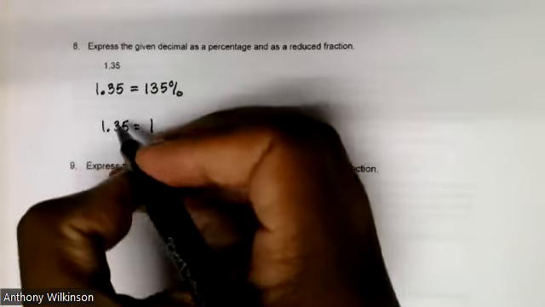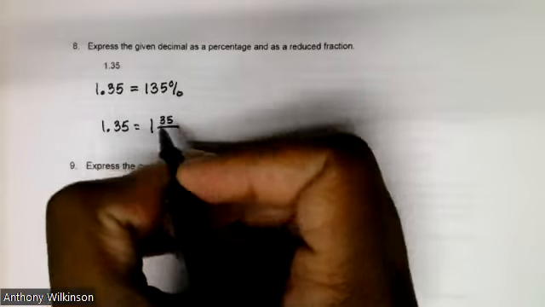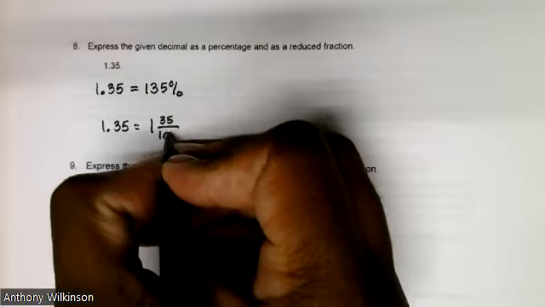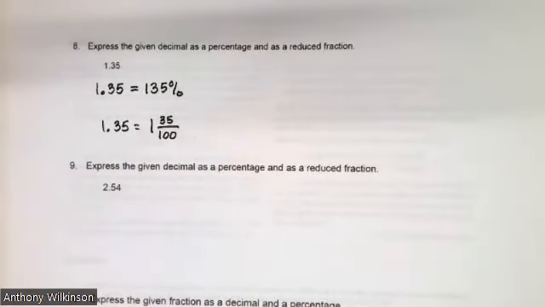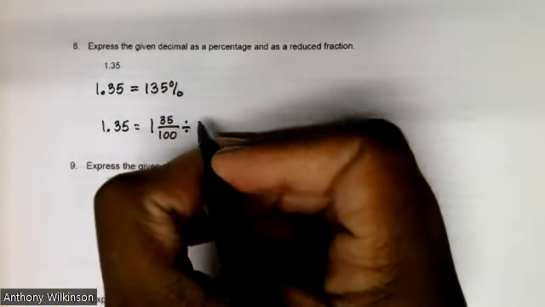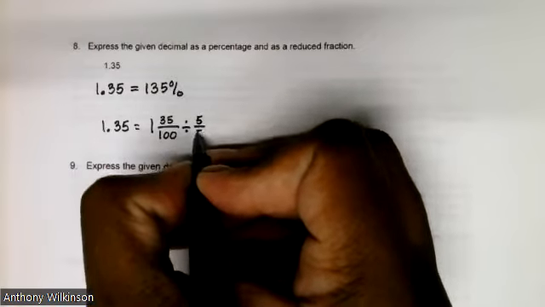Well, I'm going to bring over the 1. The 35 is after the decimal point, so that has to go in the numerator. There are 2 numbers after the decimal point, so 1 with 2 zeros goes in the denominator. Okay. Now I'm going to reduce that 35 over 100 by finding the largest number that goes into 35 and 100. Must be 5.